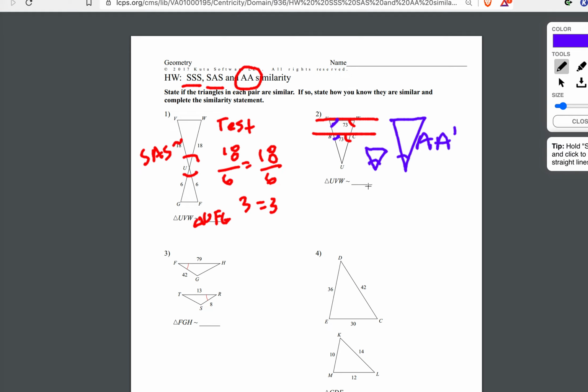So this would be by angle, angle, angle. If I go U to V to W, it would be U to BC. So we're matching the same order of the corresponding parts, the matching parts.